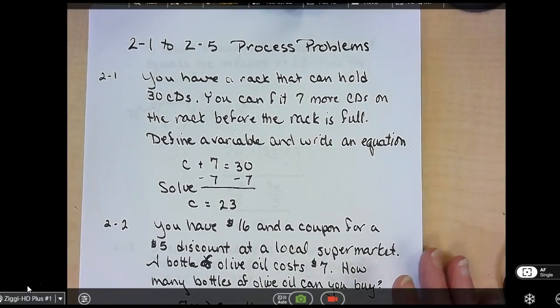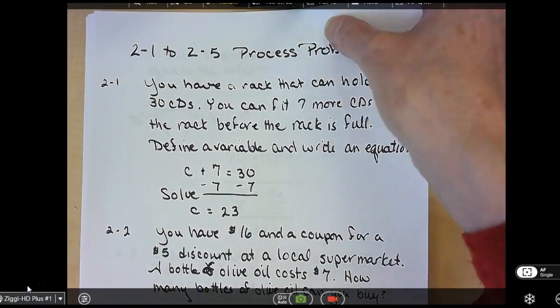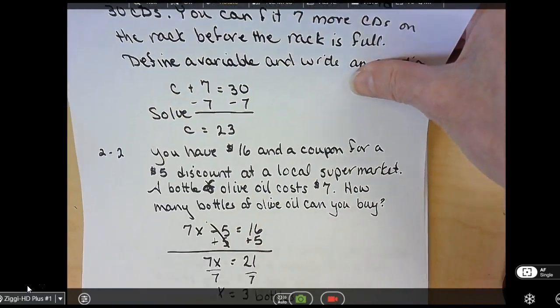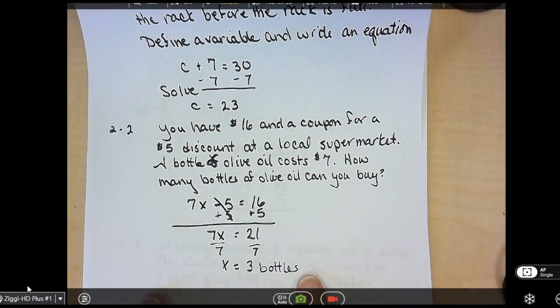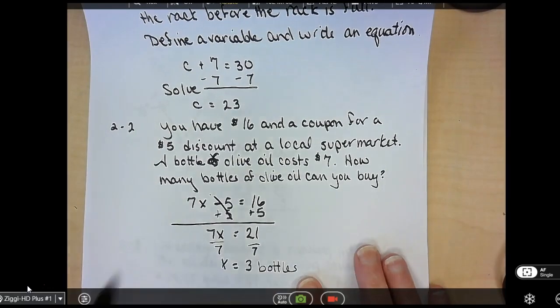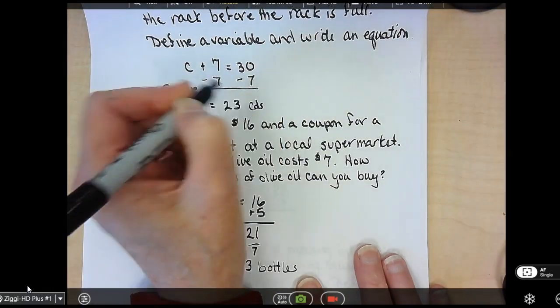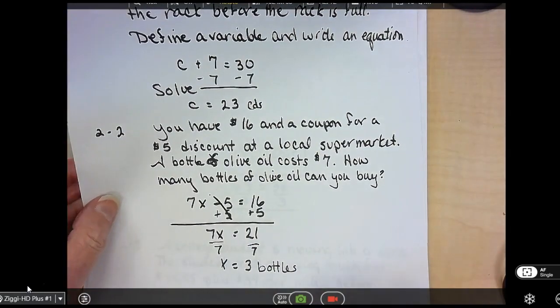So you should move this so you can see it, for one thing. And then secondly, make sure you write your units next to it. So on this one I should have written CDs, and on this one my bottles.